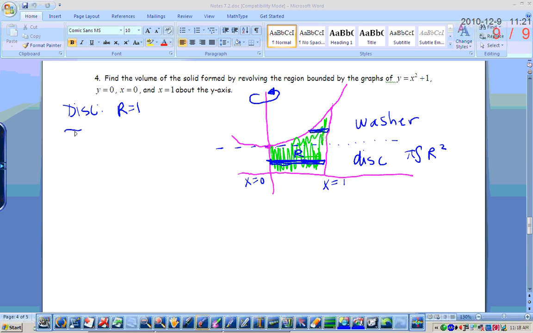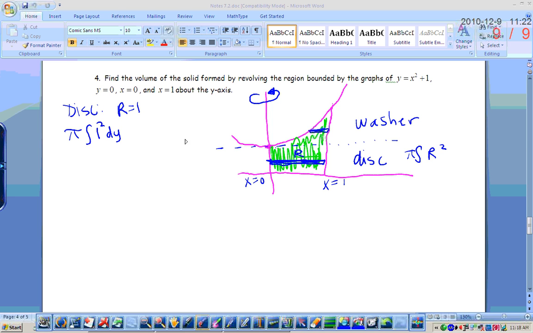All right, so the volume would be pi integral of 1. What's my variable of integration? dy. Yes, technically you do need it. You do need to square the 1.